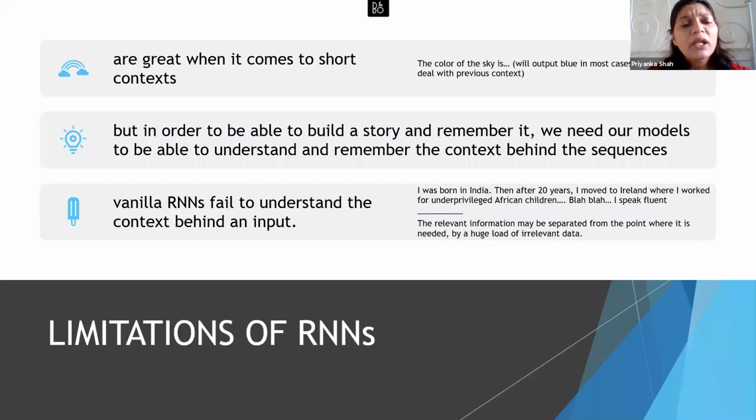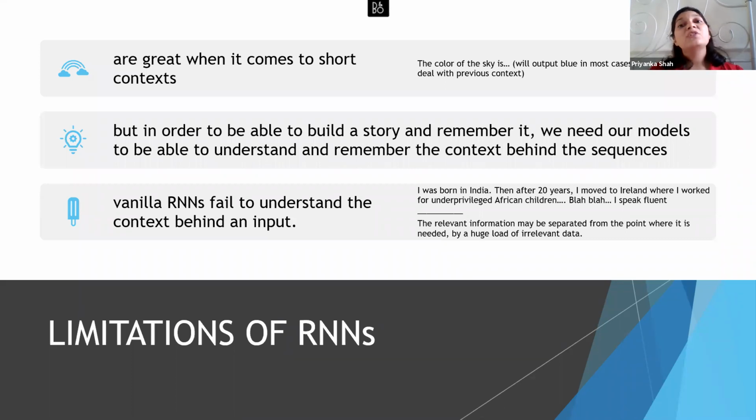Now RNNs are great when it comes to short context. For example, when I say the sentence, the color of the sky, it's obvious that the color of the sky in most cases will be blue, or something related to it, maybe red, reddish, or pinkish. But it doesn't have to remember any previous context, like what the color of the sky was yesterday, or 20 sentences ago. In most cases that is independent.